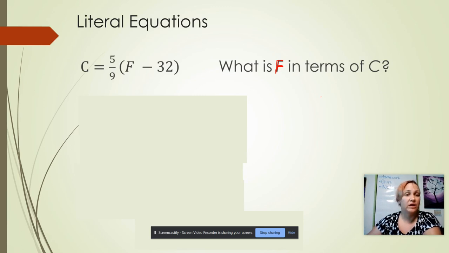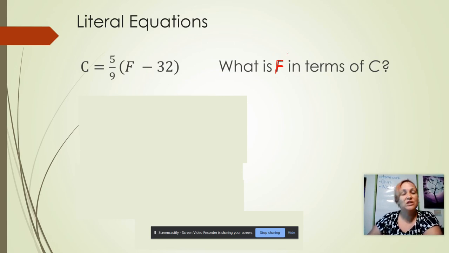I'd also like to point out that this equation currently is already solved for C. So I'm not going to solve for C. This is solved for C. It says C equals something. And so my goal on this problem now is to make it, instead of saying C equals something, say F equals something.